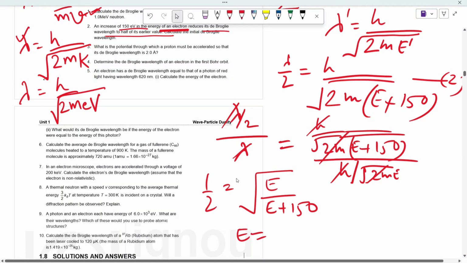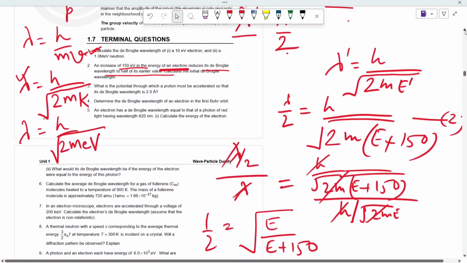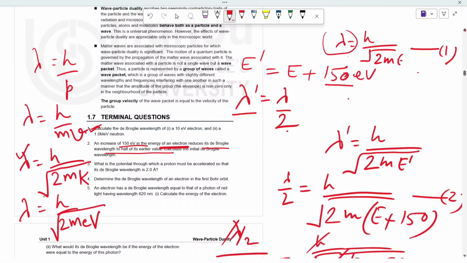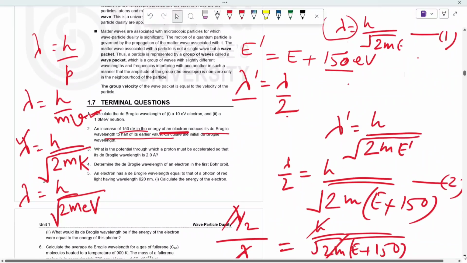So the question was, calculate the initial de Broglie wavelength. Initial means the starting value of lambda, that we have to calculate. This value lambda equal to h by 2mE, we have to calculate this value. And we have already calculated E in this question.